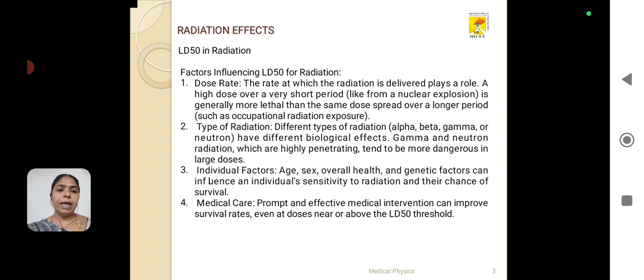Then, depending upon the type of radiation, different types of radiation like alpha, beta, gamma or neutron have different biological effects. Gamma and neutron radiation, which are highly penetrating, tend to be more dangerous in large doses. Then individual sensitivity: factors like age, sex, overall health and genetic factors can influence an individual's sensitivity to radiation and their chance of survival. Then medical care: prompt and effective medical interventions can improve the survival rates even at doses near or above the lethal dose 50, that is LD50, threshold levels.